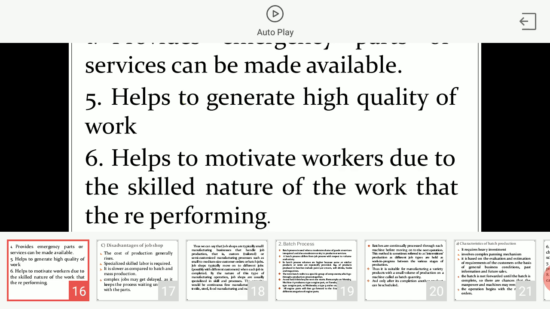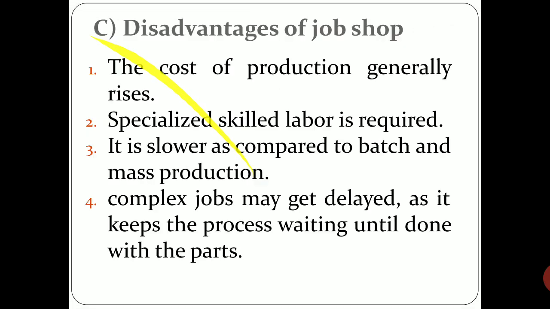When it comes to disadvantages, then we can say that the cost of production rises high, or is generally high. Why? Because you need a customized product, you need customized staff, you need customized routing and scheduling for each one of them, which may raise the price, right? The next disadvantage is that specialized skilled labor is required, and that may be very expensive at times.